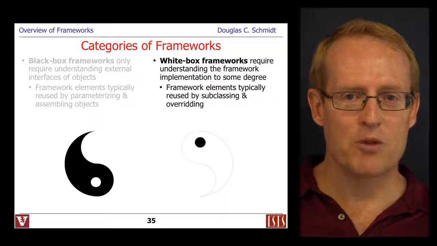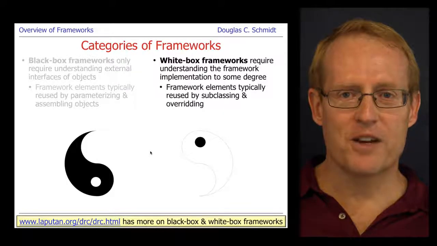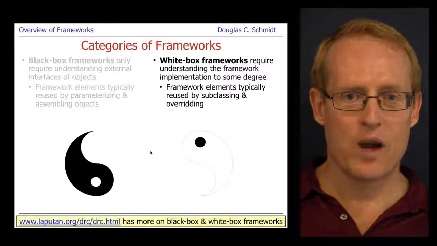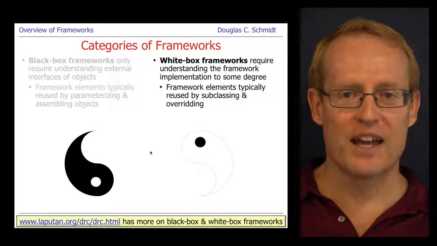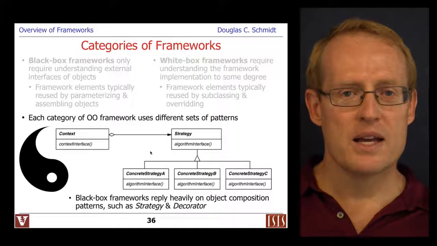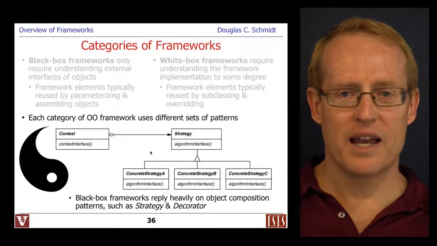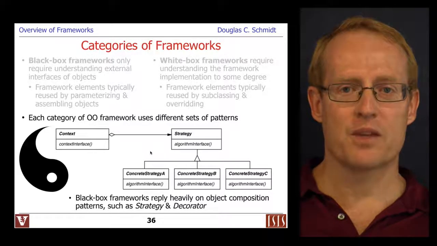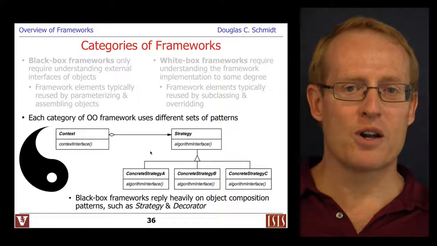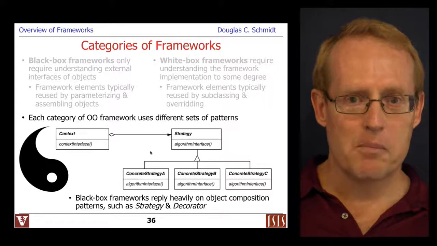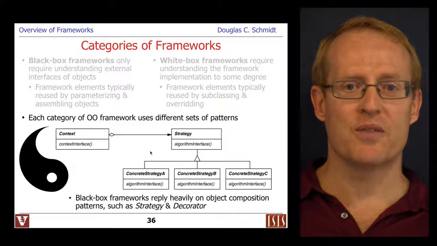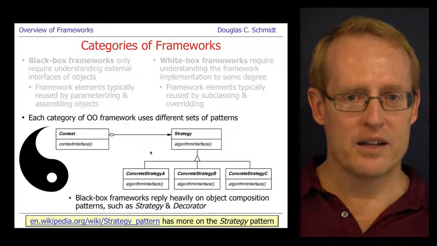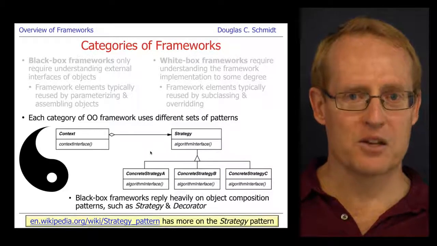There's a nice paper written by Brian Foote and Ralph Johnson that talk about some of the aspects of black box and white box frameworks that I highly recommend you take a look at this URL. Now, it turns out that black box and white box frameworks typically apply different groups of patterns. A black box framework is often developed using patterns that emphasize object composition, things like the strategy pattern or the decorator pattern. You can find out more about these patterns by taking a look at the website.